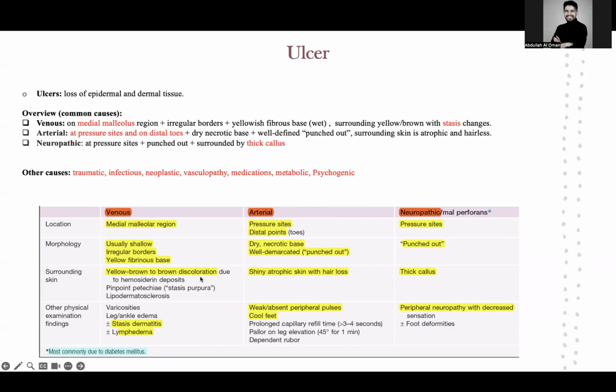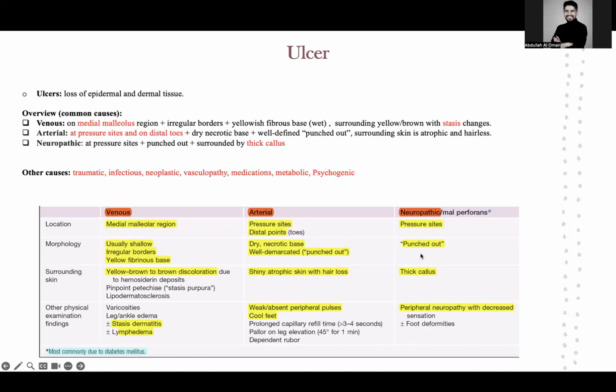Very easy. In venous, it mainly happens in the medial malleolus, and it sometimes grows faster or wider than other types of ulcer. In arterial, it mainly happens at pressure points, the lateral part of the feet, and also the distal part of the fingers or toes. Neuropathic mainly happens at pressure points like the great toe or the heel of the foot itself. The morphology here is shallow, sometimes exudative, sometimes with granulation tissue and fibrinoid base. Here it is very dry, necrotic and punched-out ulcer as neuropathic.